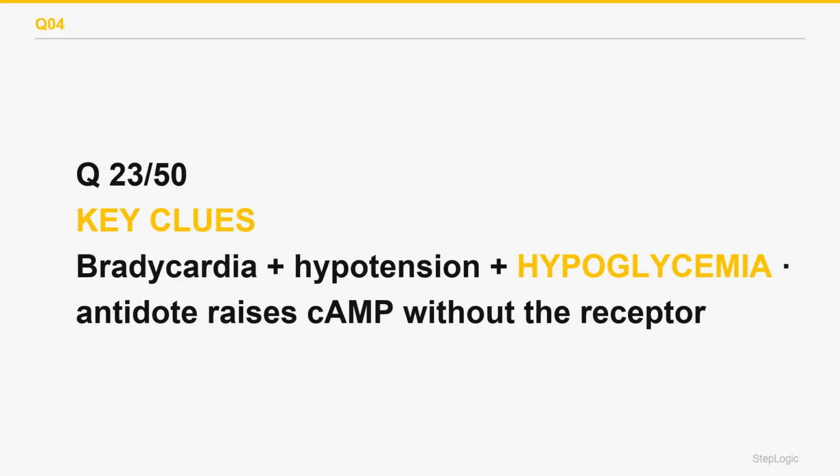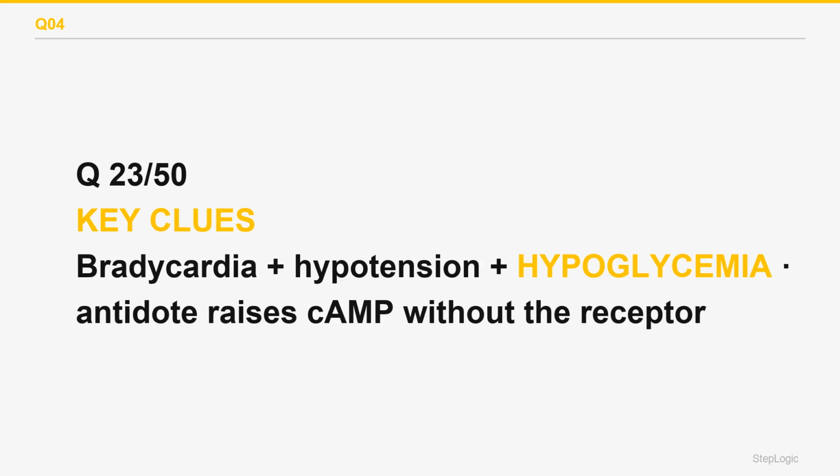Hypoglycemia is the discriminating feature. Beta blockade impairs glycogenolysis and gluconeogenesis, and it also masks the adrenergic warning symptoms. Glucagon is the antidote because it stimulates adenyl cyclase through its own receptor, raising intracellular cyclic AMP and restoring inotropy and chronotropy, without needing the beta receptor.